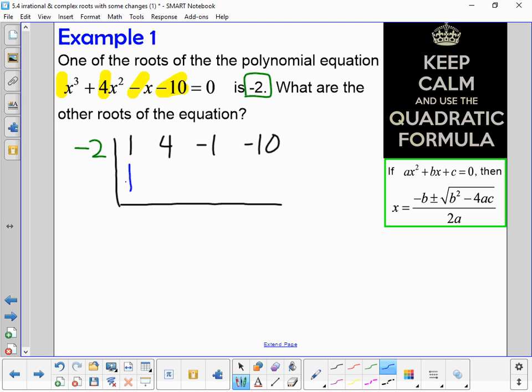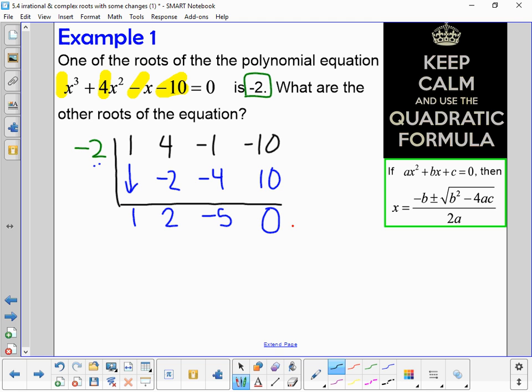So we drop that first one down, and then we multiply by the -2 and put it in the next column. Add that column up. Multiply by -2 and put it in the next column, add that column up, multiply by -2, put it in the next column, add that column up. Now I told you that -2 was a root of the function, so we should be expecting to get this zero remainder. And if you didn't get a zero remainder in this case, you would probably want to check your work and see if you could find an error.